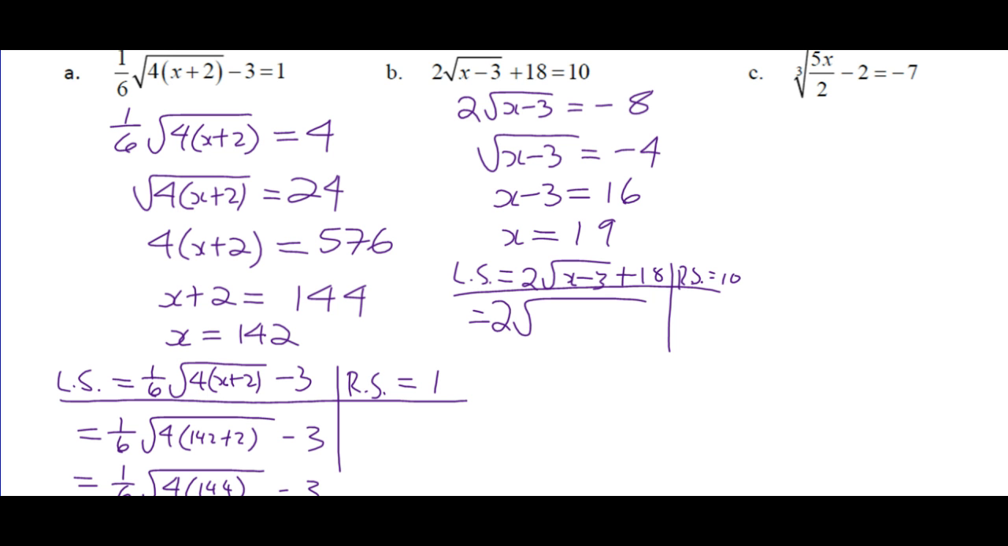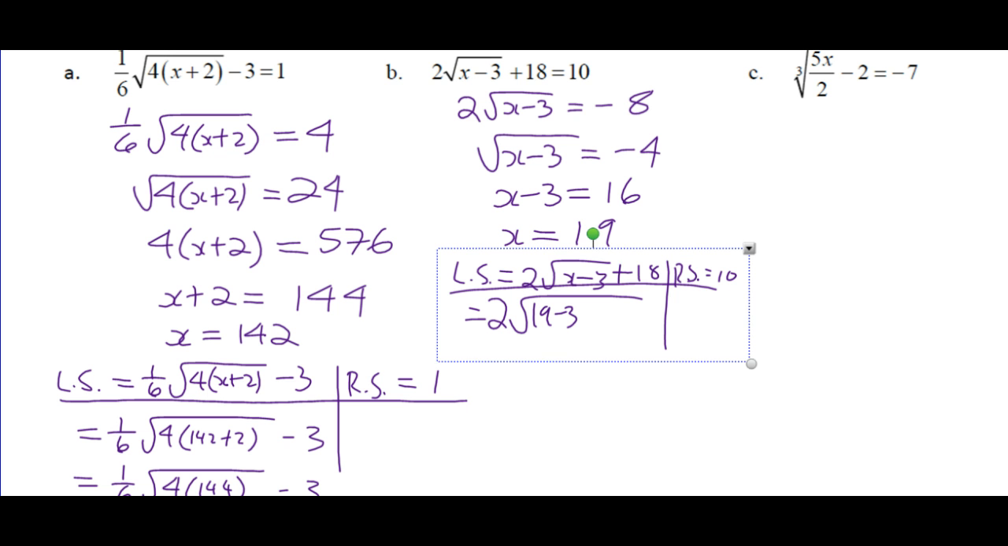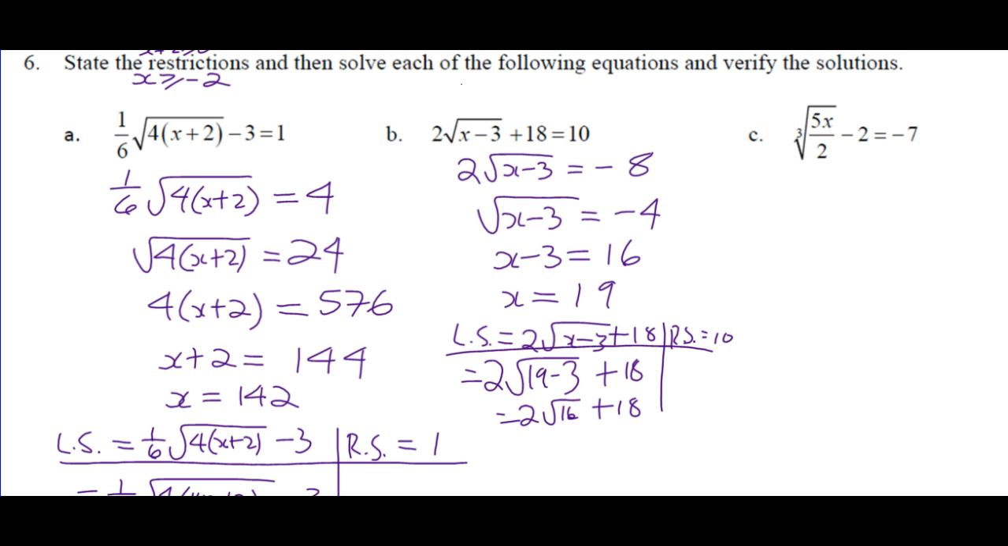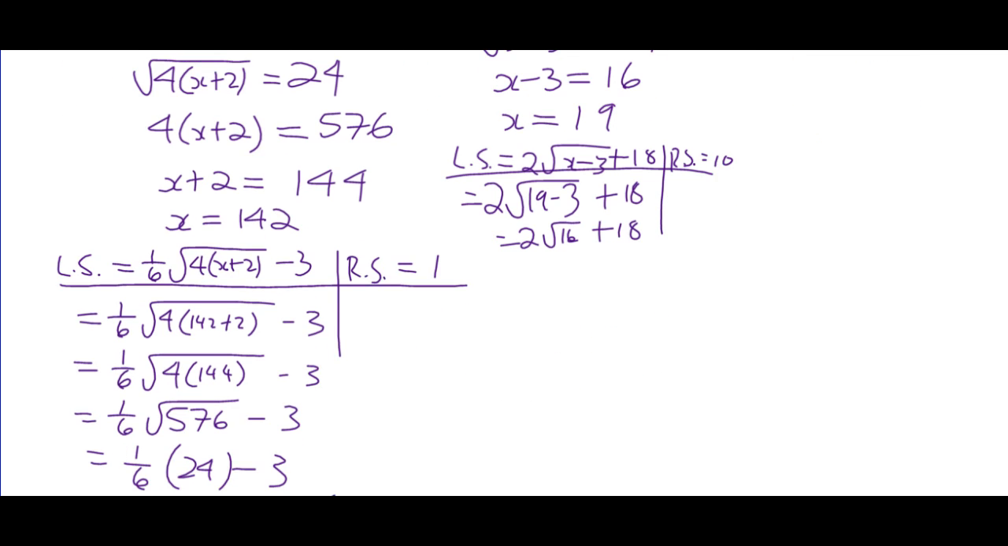Okay, so it's 2 root, and I've got 19 minus 3 plus 18. And so far it's okay, right? Because I won't have a negative under the radical sign. What did we say the restriction is here? X has to be greater than or equal to 3, right? And it is, it's 19. So I've got 2 times 4 plus 18, which is 8 plus 18, which is 26.